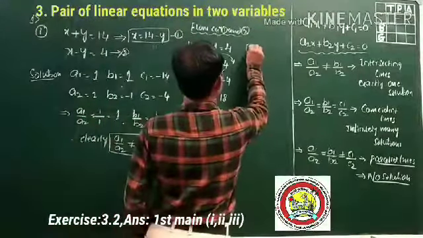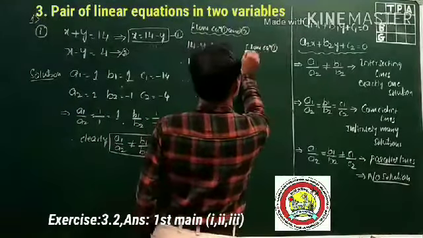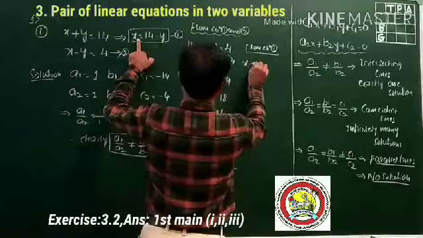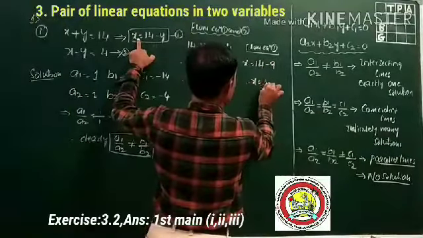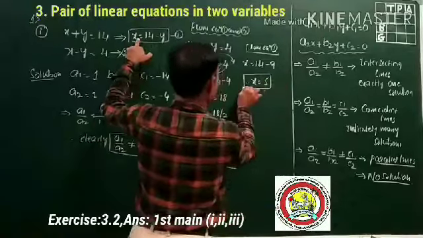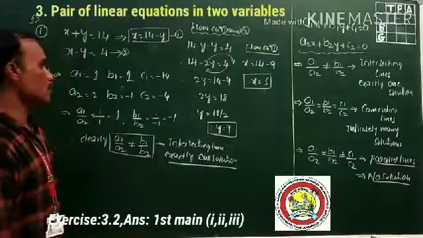Next, from equation 1, x is equal to 14 minus 9. Therefore, the value of x is equal to 5. The solutions are x is equal to 5 and y is equal to 9.